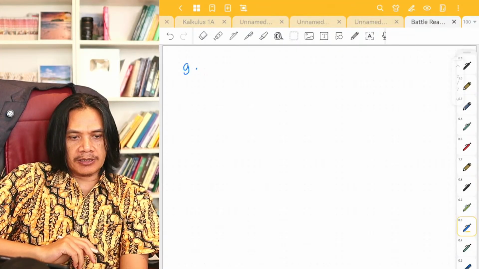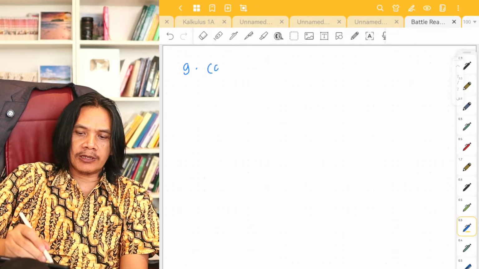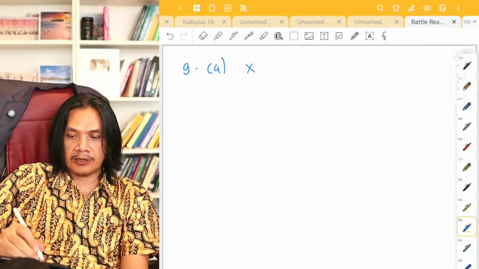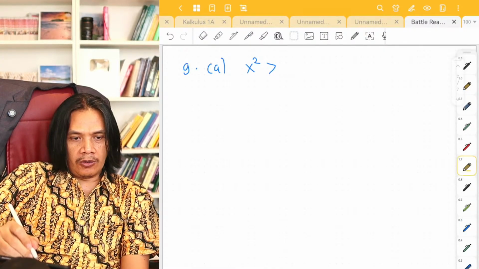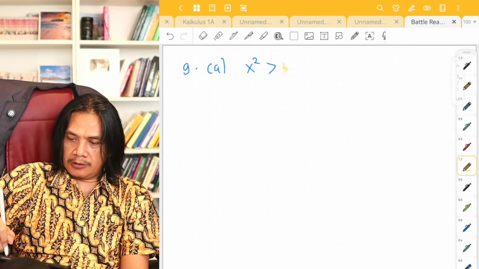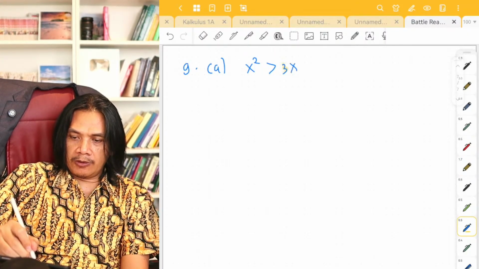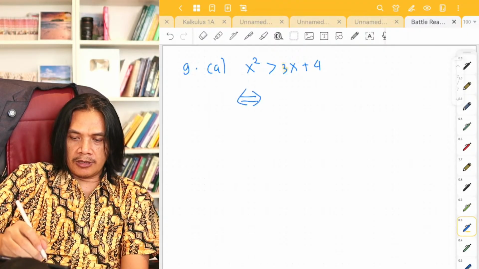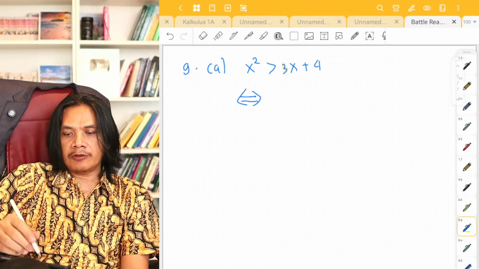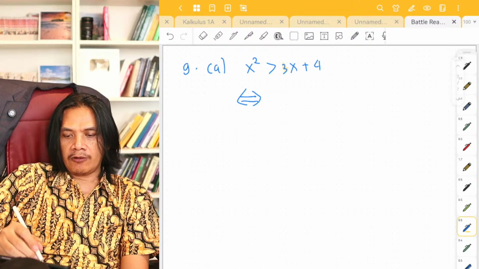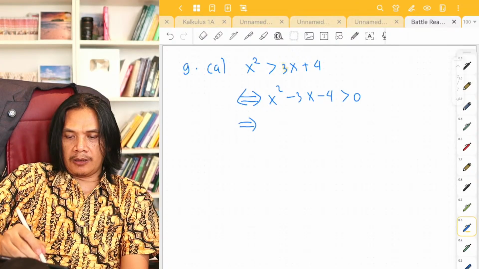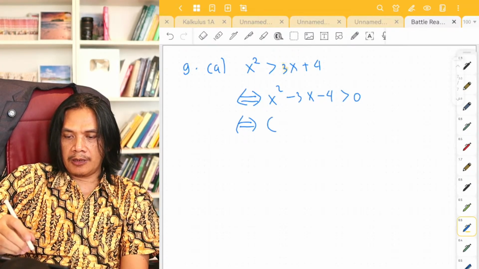Find all real numbers such that... So basically, this is solving an inequality, but we just need to be careful that we use every property we know about this inequality. So basically, we just add negative 3x to both sides, add negative 4 to both sides. x squared minus 3x minus 4 is bigger than 0.